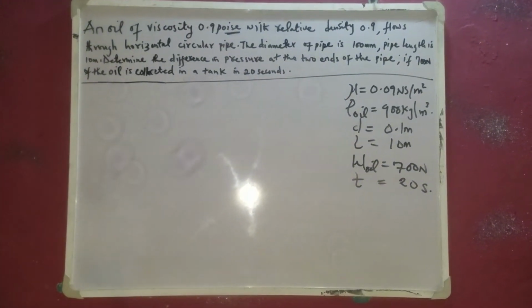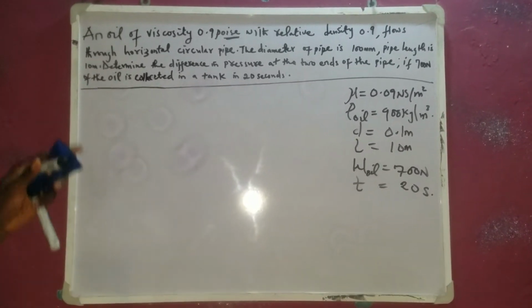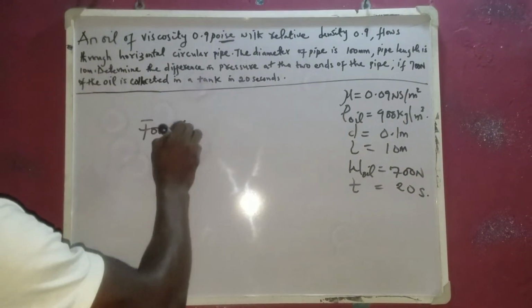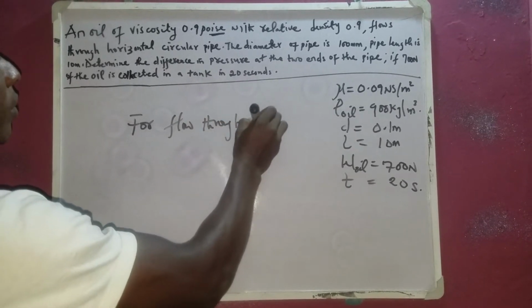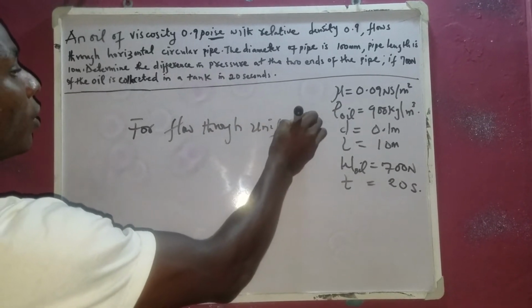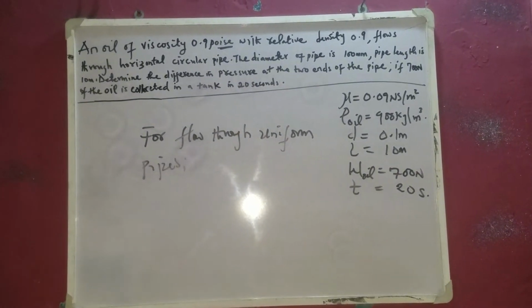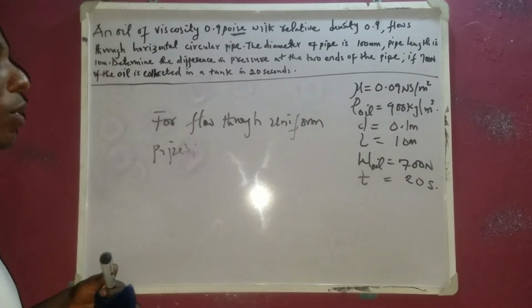Alright, now we have finished converting. It's time to solve. Now for this flow, remember, for flow through uniform pipes, you have to determine the nature of flow. If the flow is laminar or the flow is what?